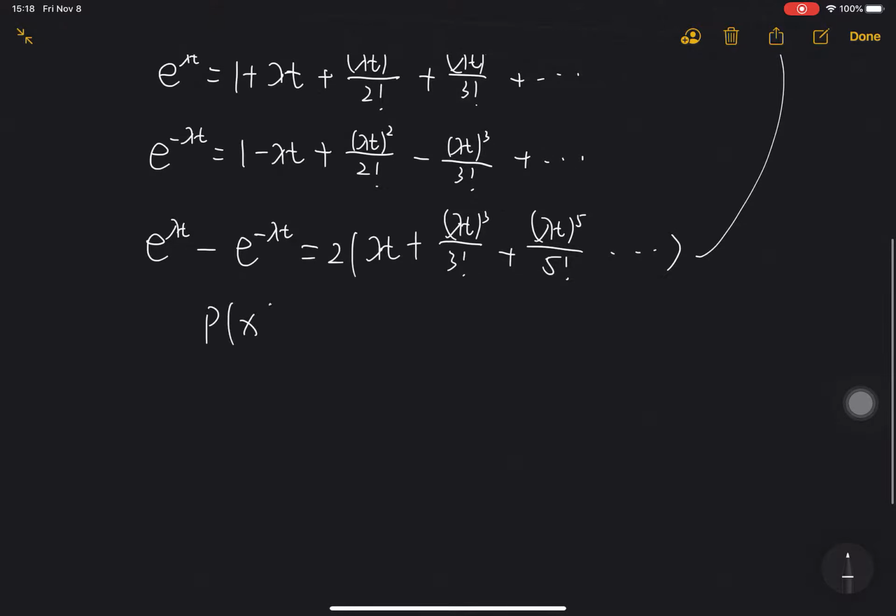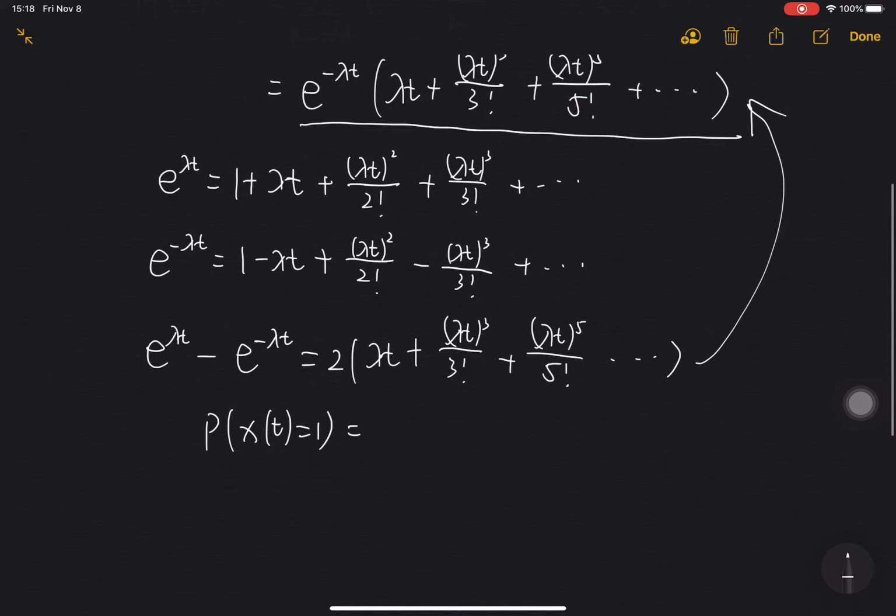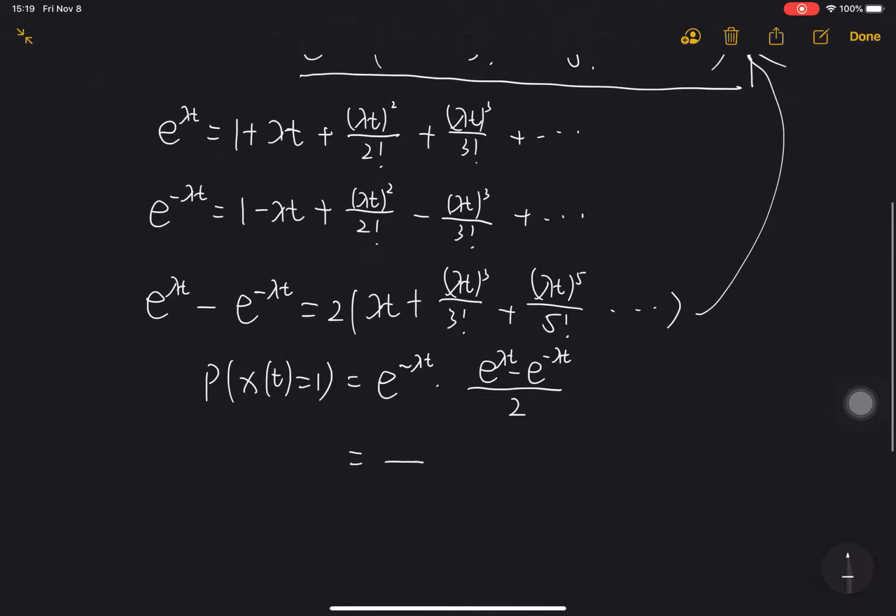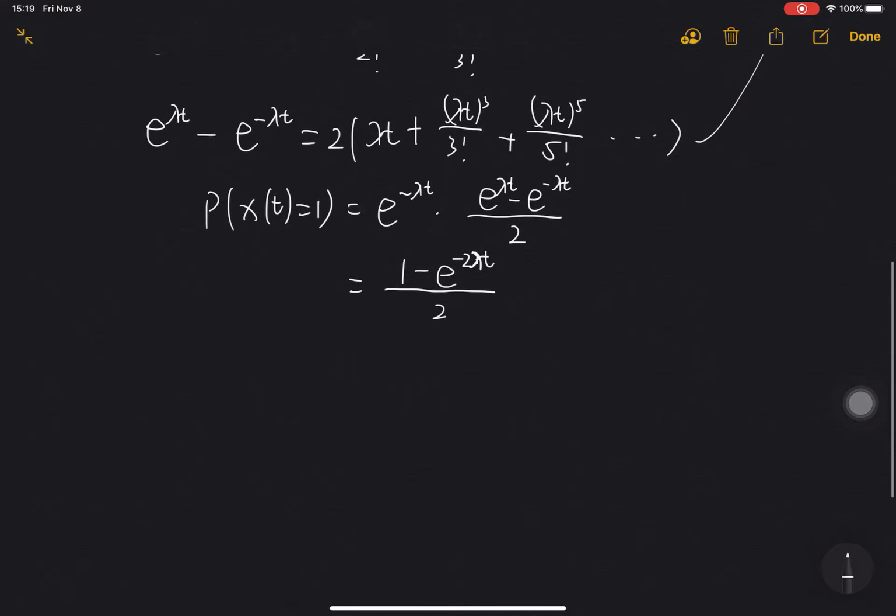So then it became easy. The probability of X(t) to be 1 is e to the minus lambda t times (e to the lambda t minus e to the minus lambda t) over 2. And this is (1 minus e to the minus 2 lambda t) over 2, right?